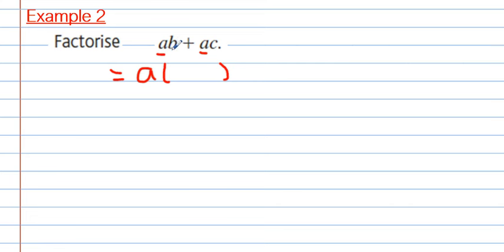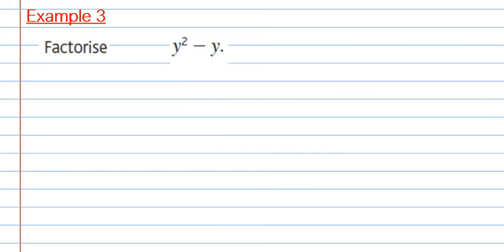Okay, so I have A outside. So what am I left with? I'm left with B plus, I already have my A outside again. What do I have left? C. So A times B is AB, A times C is AC. So we have factorized this expression again. Okay, let's move on to example 3.